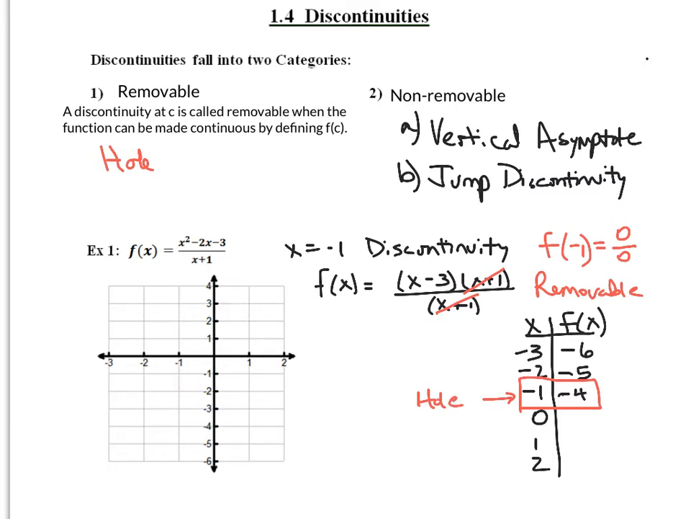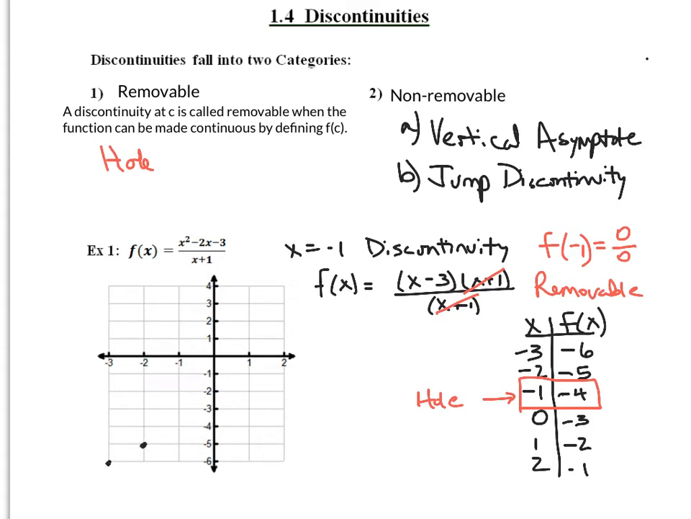Continuing on with my list, 0 minus 3 is negative 3, 1 minus 3 is negative 2, 2 minus 3 is negative 1. So graphing my original function f of x, I am going to have the following graph.